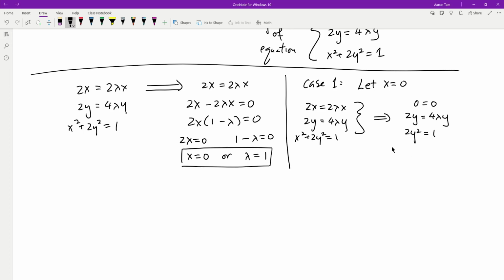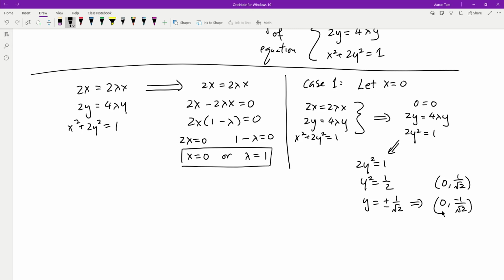So if 2y squared equals 1, then y squared must equal 1/2, and therefore y should equal plus or minus 1 over radical 2, and therefore gives us the solutions: (0, 1 over radical 2) and (0, negative 1 over radical 2). Notice those are the same exact 2 points that we found when we did the problem the other way.